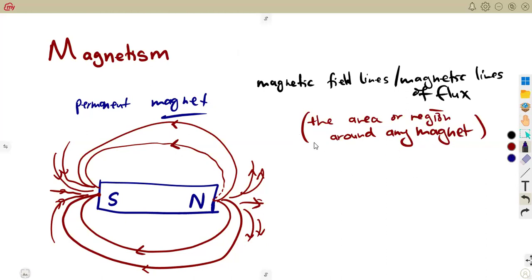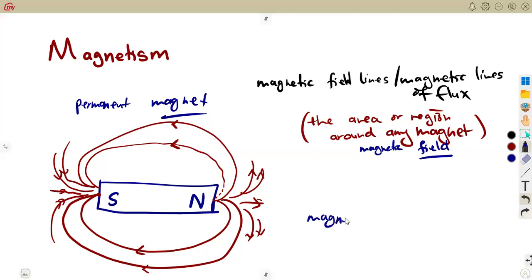We are now saying it is made up of what? The magnetic flux, which is the magnetic field lines. So we have this as our magnetic field. As the magnetic field that we are having, which is the area or region, it is simply made up of what? The magnetic field lines, or the magnetic lines of what? Of flux.